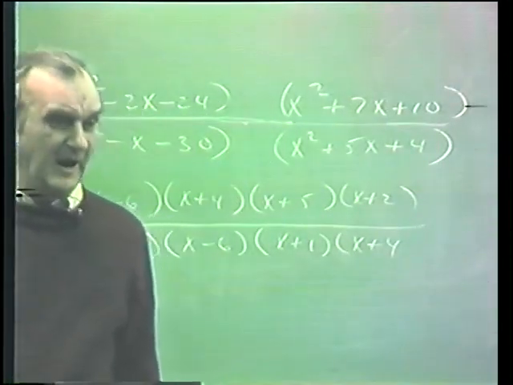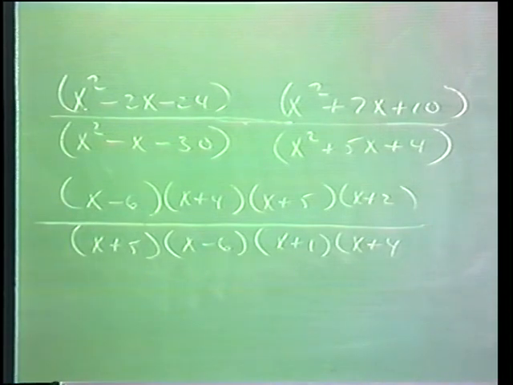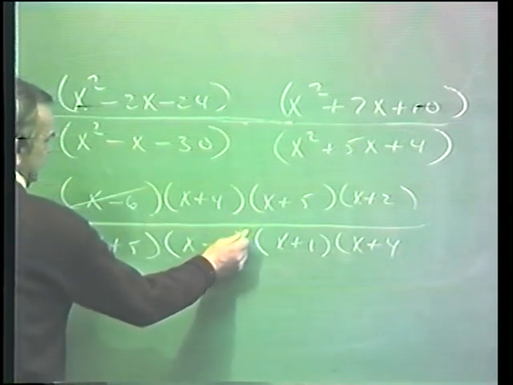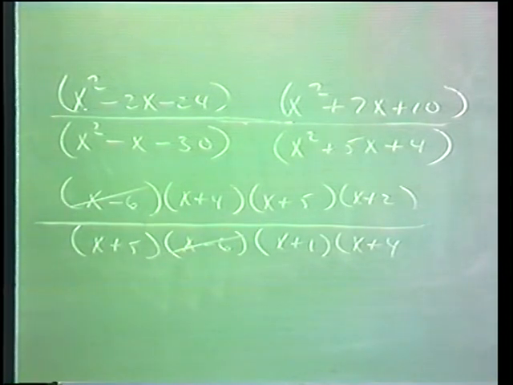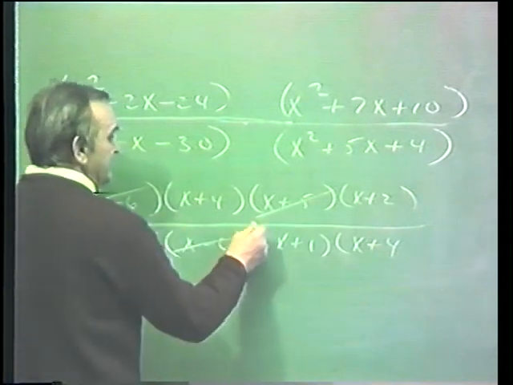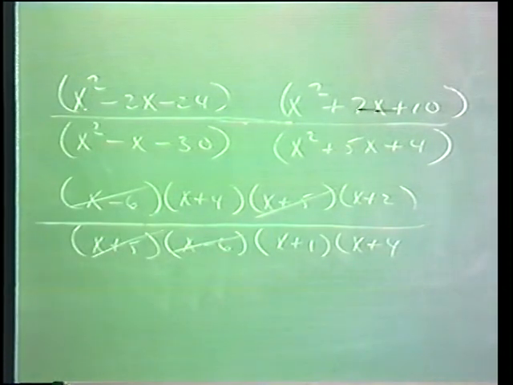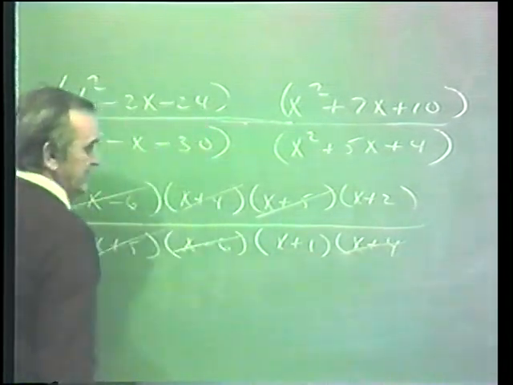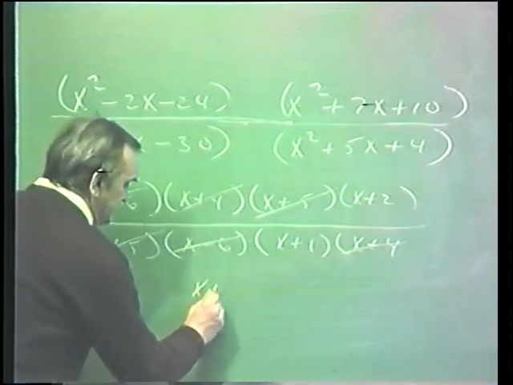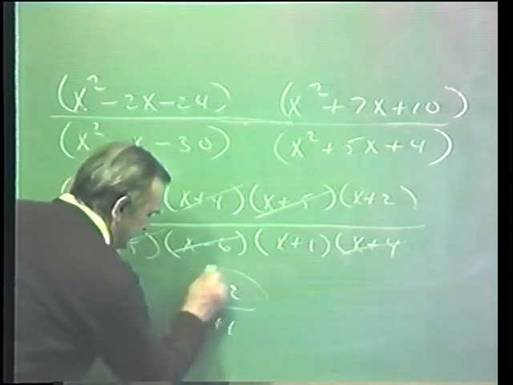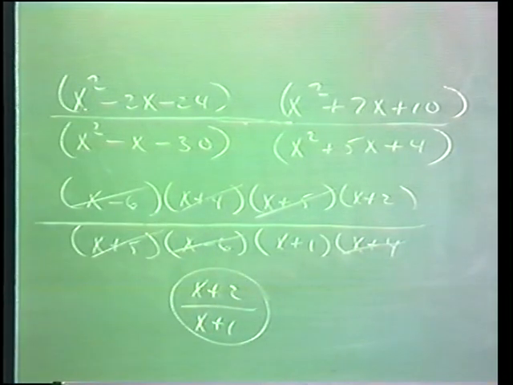Question. Are there any ones in this problem? Remember what a 1 is. A 1 is something divided by itself. How many ones do you see? 3 ones, sure. x minus 6 divided by x minus 6 is a 1. x plus 5 divided by x plus 5 is a 1. x plus 4 divided by x plus 4 is another 1. All we have left is x plus 2 over x plus 1. And that's the final answer.